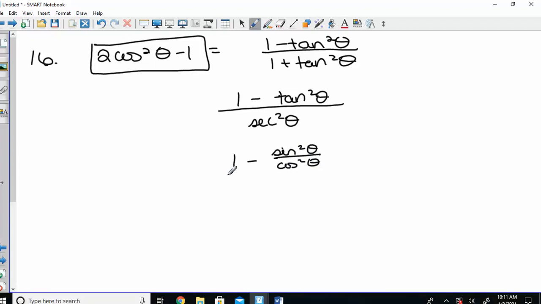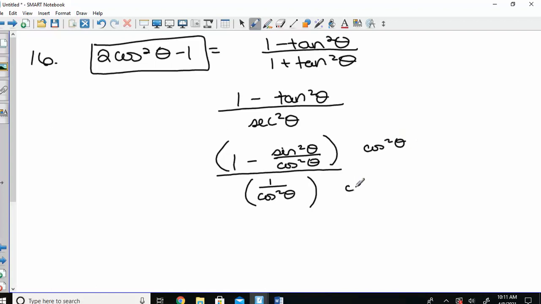So tangent squared theta would be sine squared theta over cosine squared theta. Secant squared is 1 over cosine squared theta. So we can flip and multiply. Remember another trick I've talked about is if you take top and bottom times the same thing, it's legal. What would I want to multiply by on this one? So it's the same thing as if we flip and multiply, just another way of writing it. Just showing you another trick here.